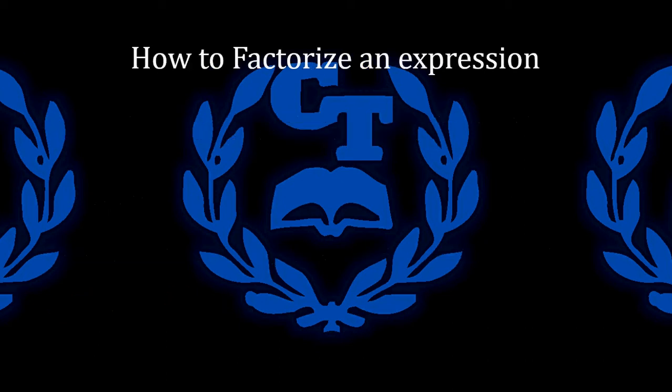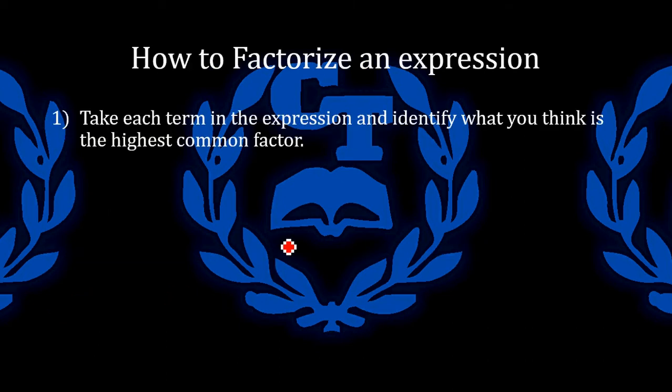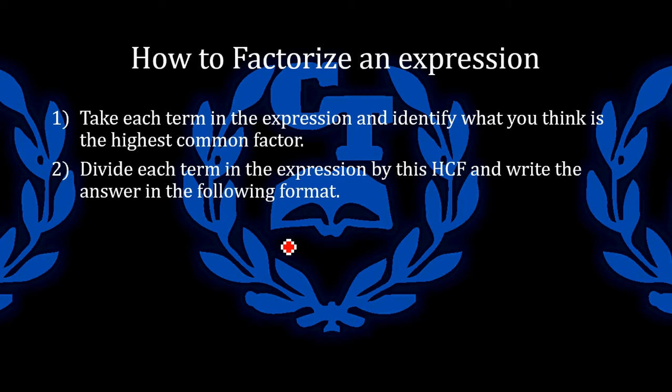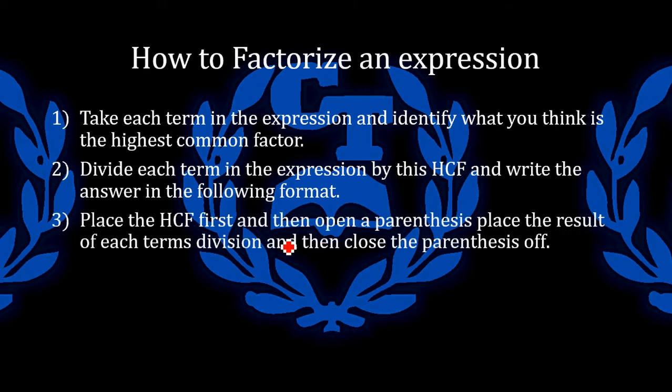Alright, so how do you factorize an expression? First, you take each term of the expression and identify what you think is the highest common factor. You then divide each term of the expression by this HCF, and then you write the answer in the following format. You place the HCF first and then open a parenthesis, or in other words just a regular bracket, and you place the result of each term's division and then close the parenthesis off. Now this seems a little bit vague, but when you do an example like in the next two, you would see what I'm talking about.